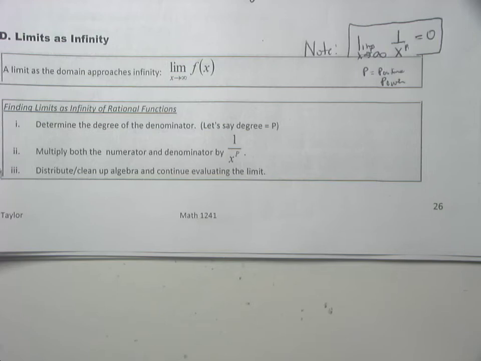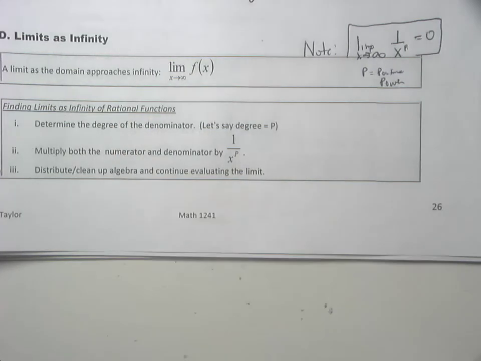So, knowing that fact, here's a trick on how to do the limits at infinity of rational functions. So we give you the kind of description here. Determine the degree of the denominator. When we're talking about a rational function, we've got a polynomial over a polynomial. Focus on the degree of the denominator. Let's say it's p. And then the second step is this.